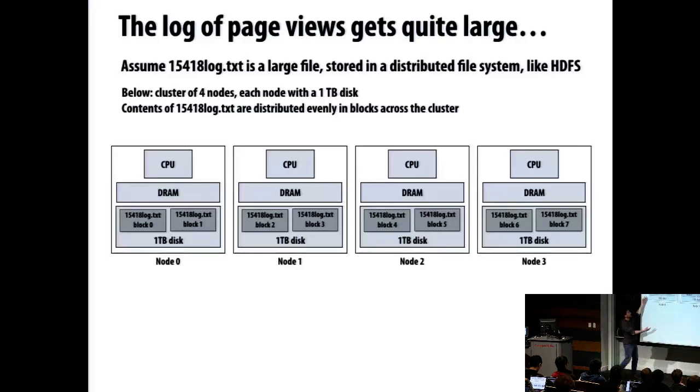So I have one big file, 418log.txt. It's divided up into blocks in the file system, and the file system splats that across the cluster, because it's so big that I don't have a big enough disk in my cluster to store it on one node.